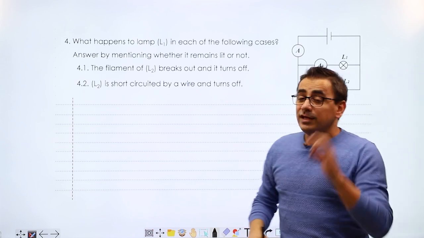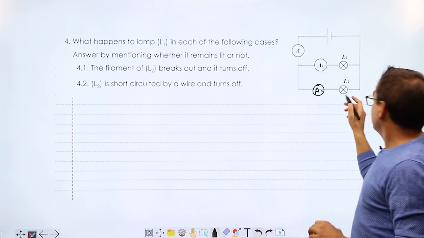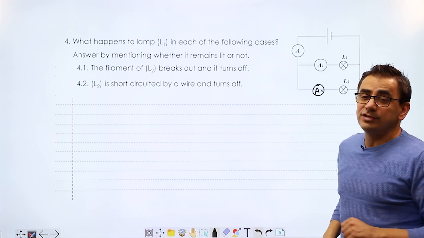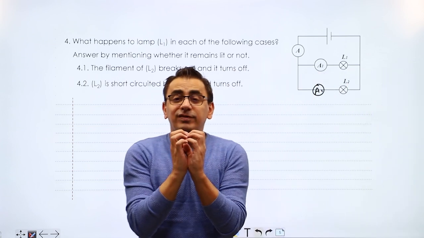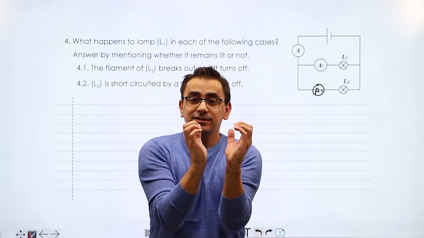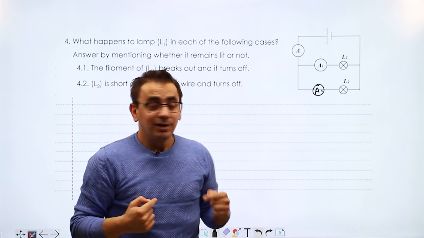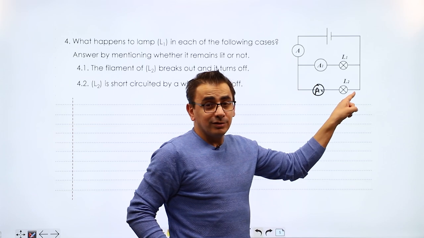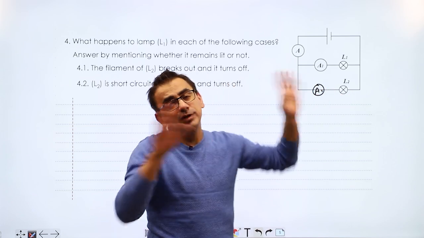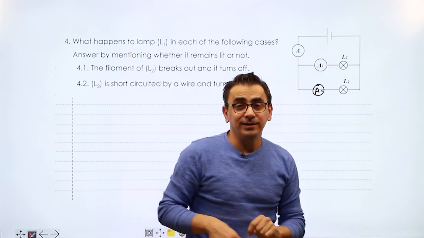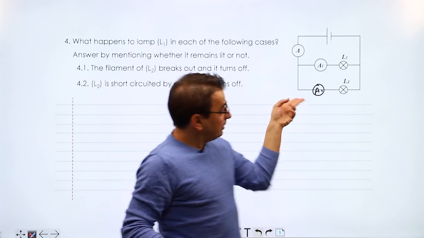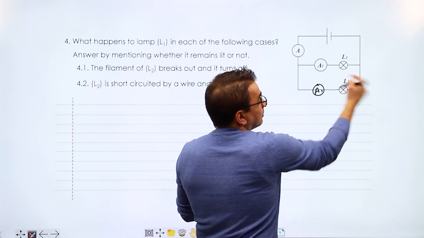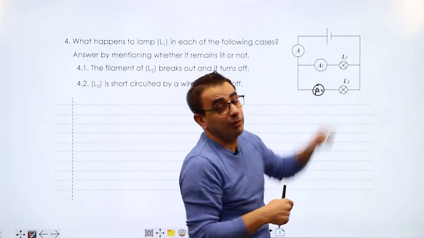So we have the 2 lamps. In the first case, the filament of L2 breaks out and it turns off. When the filament of a lamp breaks out, it simply splits, so it becomes an open switch. When you have an open switch here, what happens? Definitely the lamp will not light. But what happens to lamp 1? Now, here is the misconcept. Obviously, no more current flows here, but the current will continue flowing through L1.